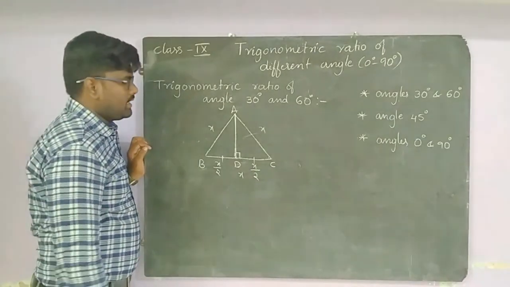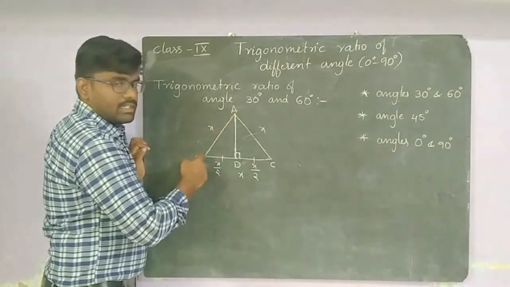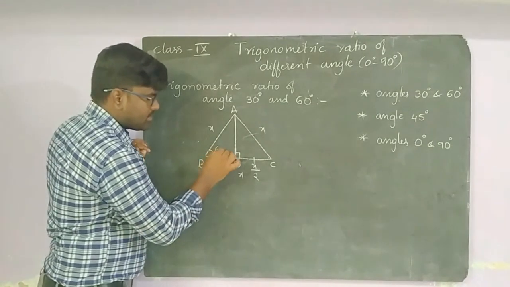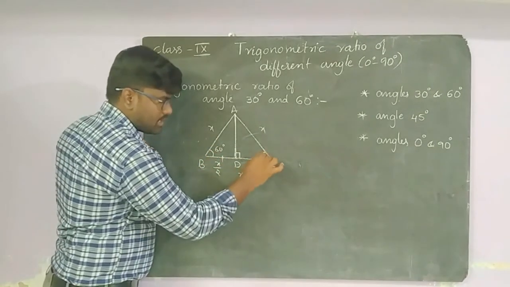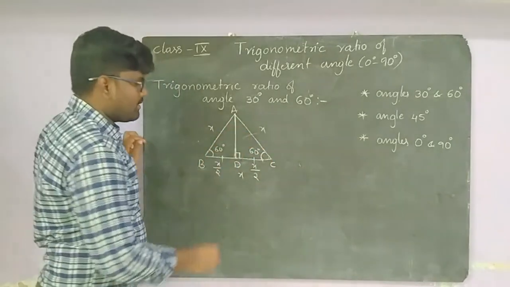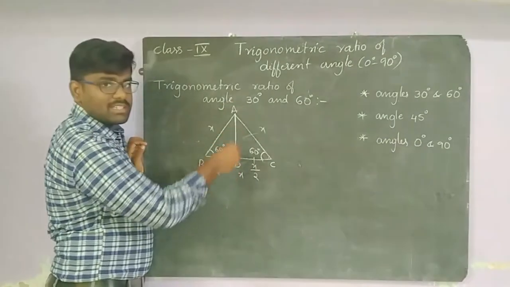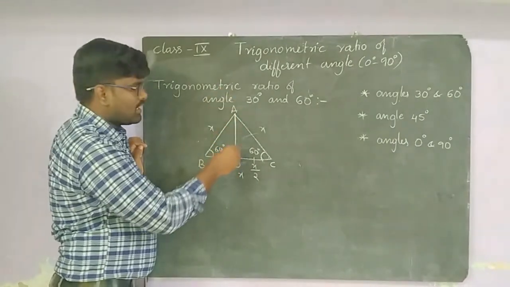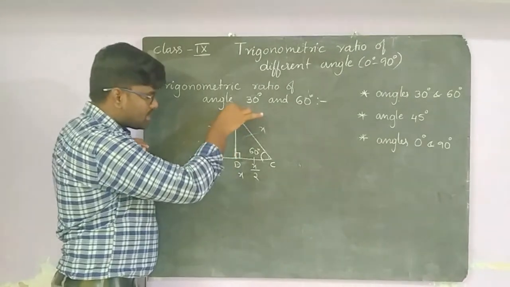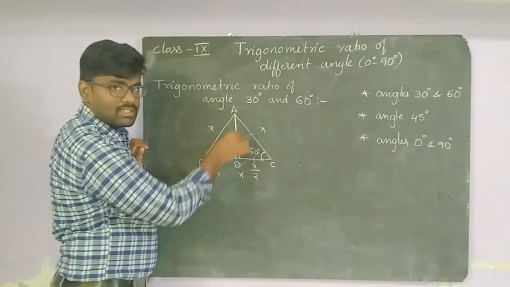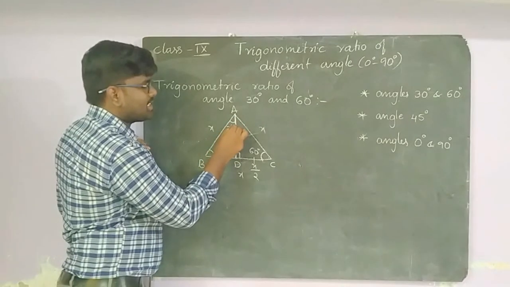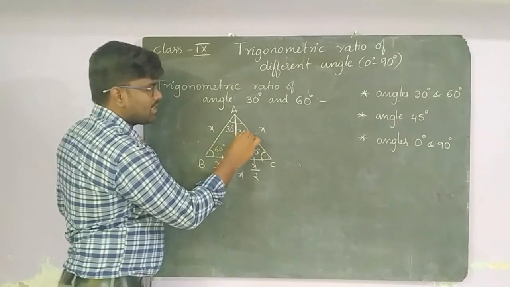We already know in an equilateral triangle each angle is 60 degrees. This is 60 degrees, this is 60 degrees and the complete angle A is also 60 degrees. In an equilateral triangle the perpendicular bisector, angle bisector, median and altitude are the same, so it divides angle A into 30 degrees and this is also 30 degrees.